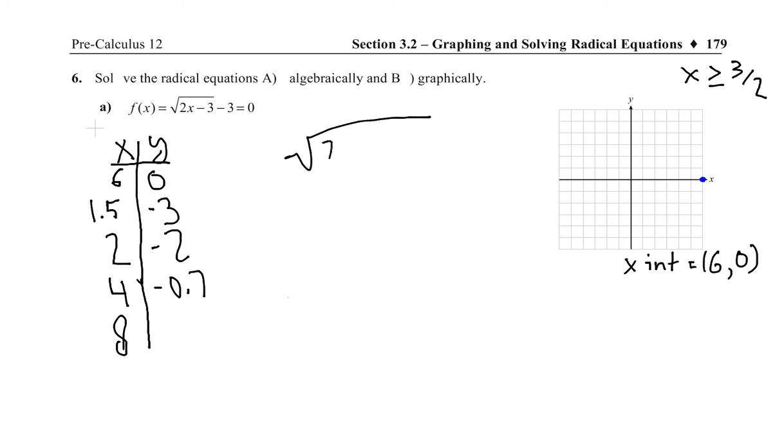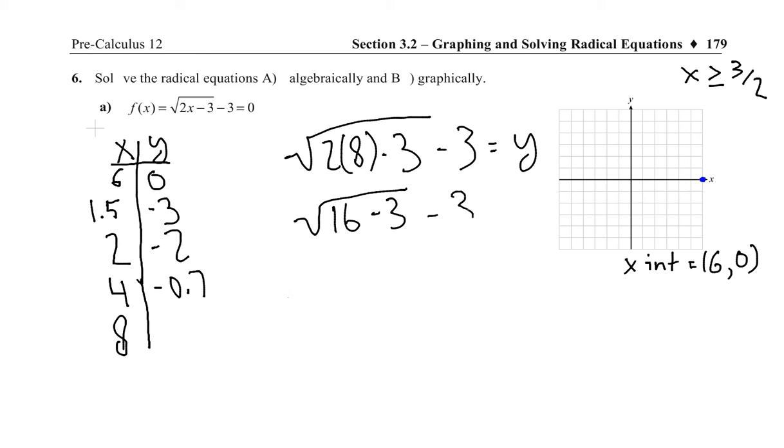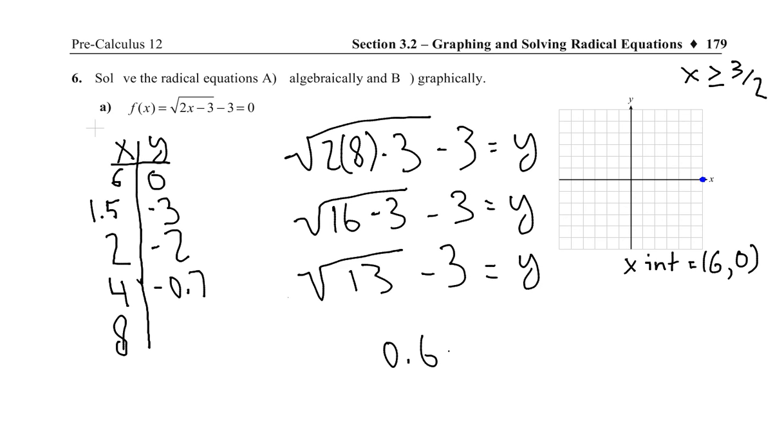So, again, we have a radical. This is going to be 2 times 8. We're putting 8 in for x minus 3. Outside is minus 3 is equal to y. 2 times 8 is 16 minus 3. Outside minus 3 is equal to y. 16 minus 3 is 13 minus 3 is equal to y. And again, this is kind of an ugly number, but when you solve it, you find out that 0.6 is equal to y. And so that is the last point that I'm going to plot there.